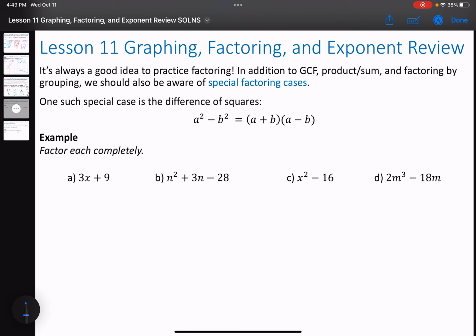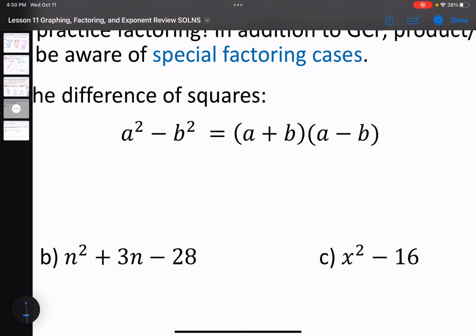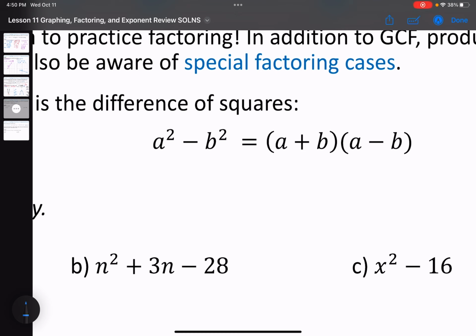We've talked about GCF factoring before. We talked about product sum factoring. We talked about factoring by grouping. One thing that we're going to introduce is the idea of factoring special cases. Now, there are two main special cases that you learn through your time in algebra. Mr. Lopez's favorite one is called difference of squares. Difference of squares occurs whenever you have a perfect square minus another perfect square, and that can be factored into what are called conjugate pairs. Difference of squares makes conjugate pairs.